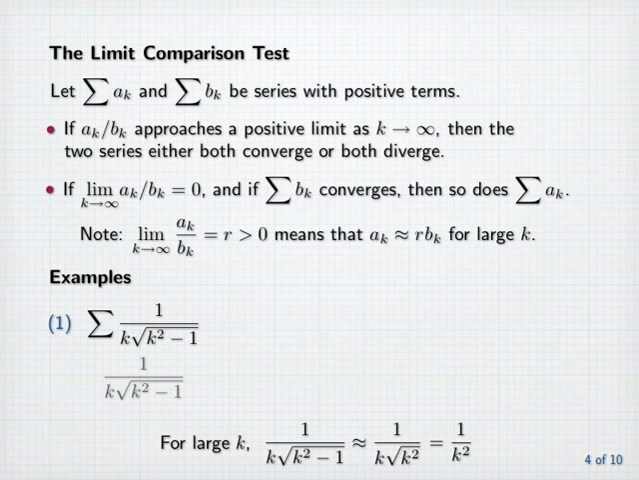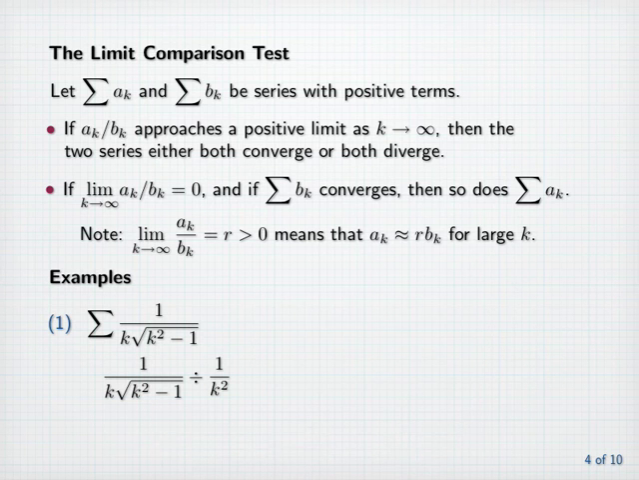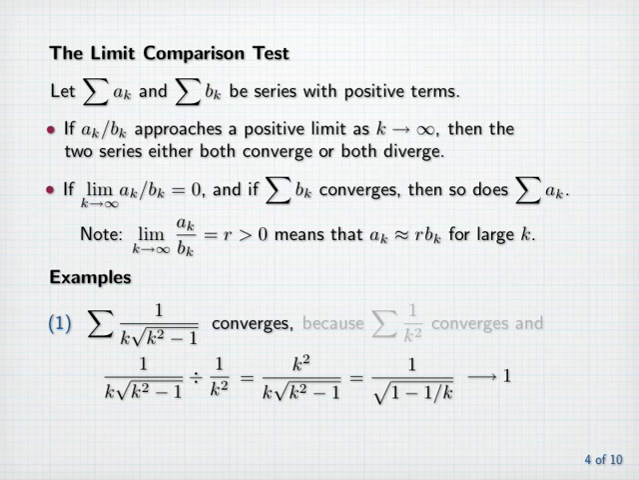First we divide 1 over k times the square root of k squared minus 1 by 1 over k squared, which gives us k squared over k times the square root of k squared minus 1, which, after we divide the numerator and denominator by k squared, becomes 1 over the square root of 1 minus 1 over k squared. The limit of this as k goes to infinity is clearly 1, and so we conclude that our series converges by the limit comparison test with the convergent p-series, the sum of 1 over k squared.